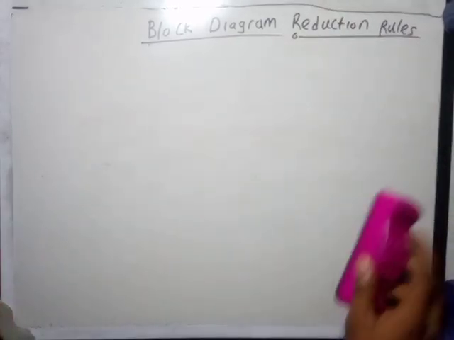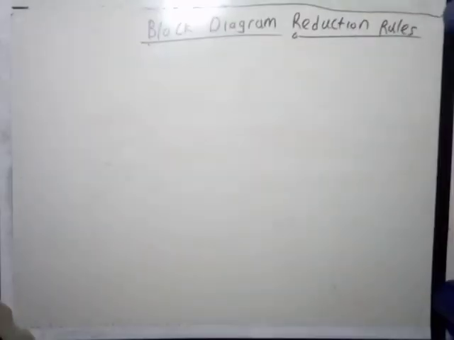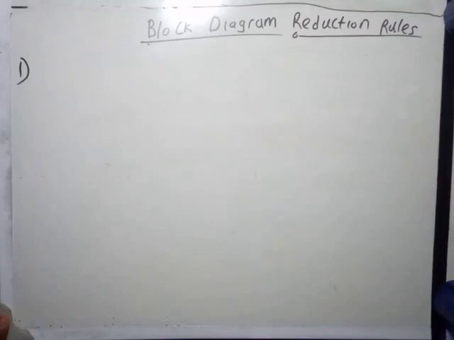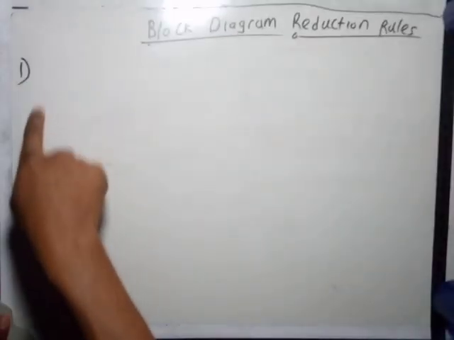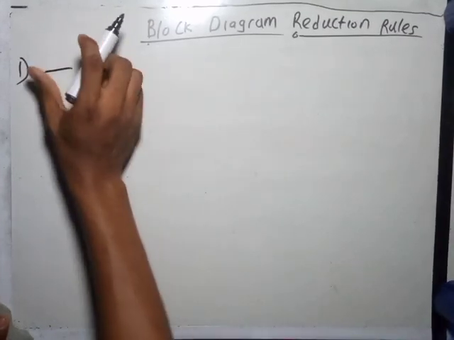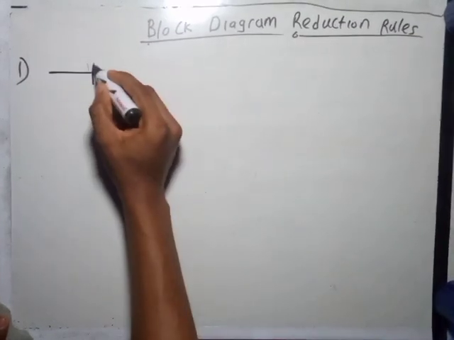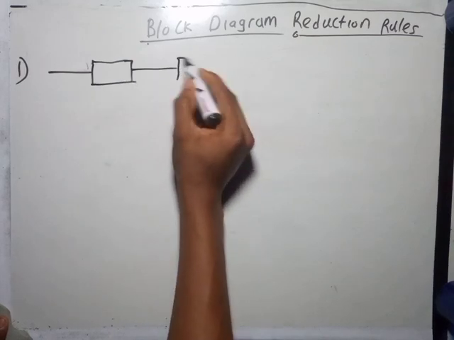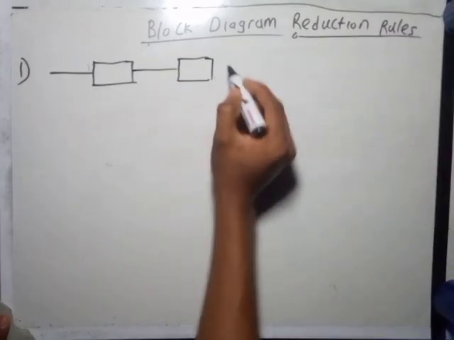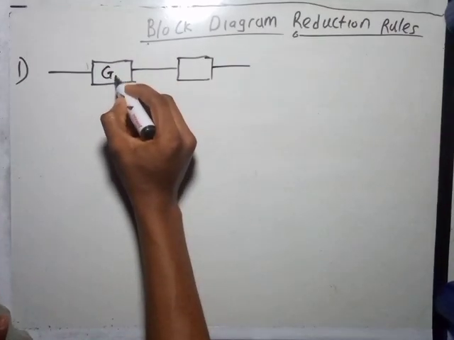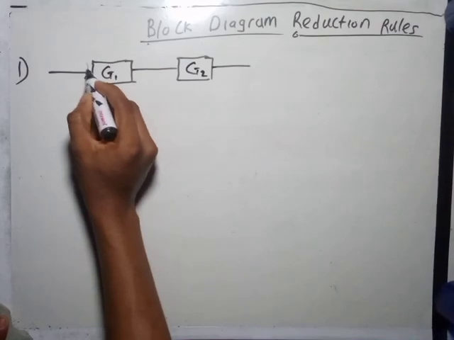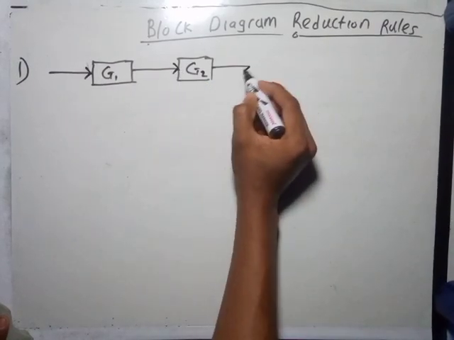So we have a lot of rules in block diagram reduction. The first one has to do with the transfer function, or the box. Whenever you have your boxes or your transfer functions connected in series like this, you can call them G1, G2, and this is the direction of our signal.